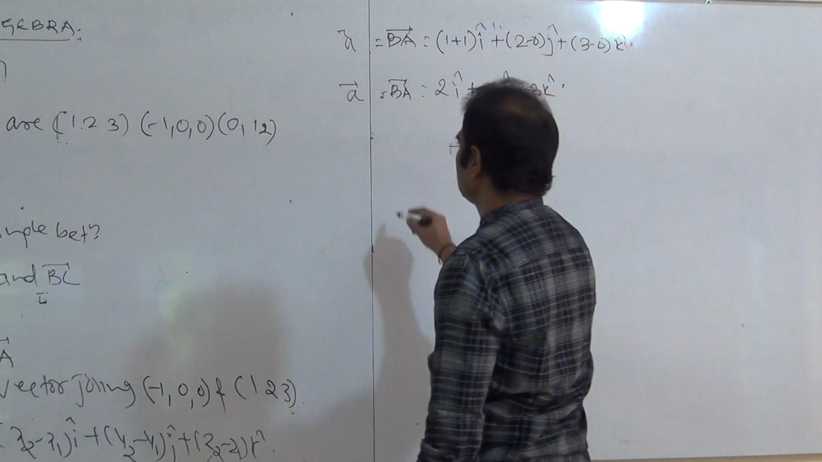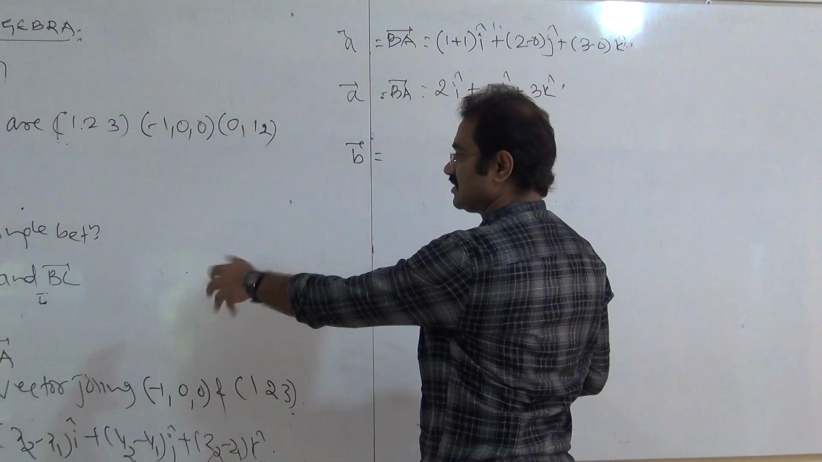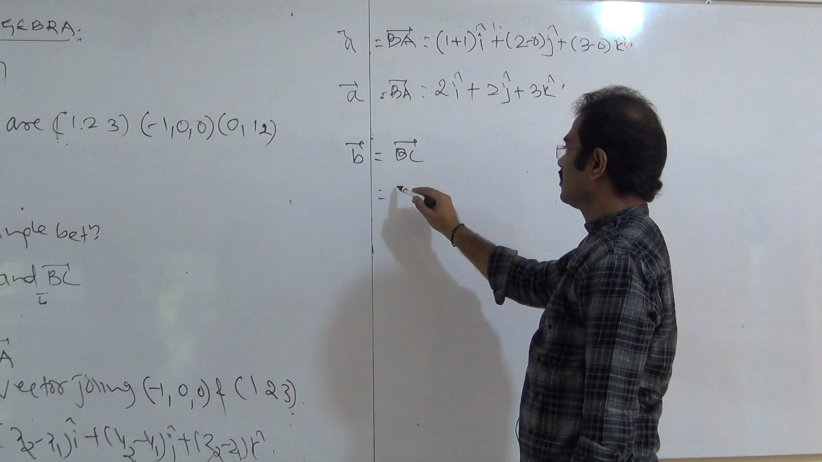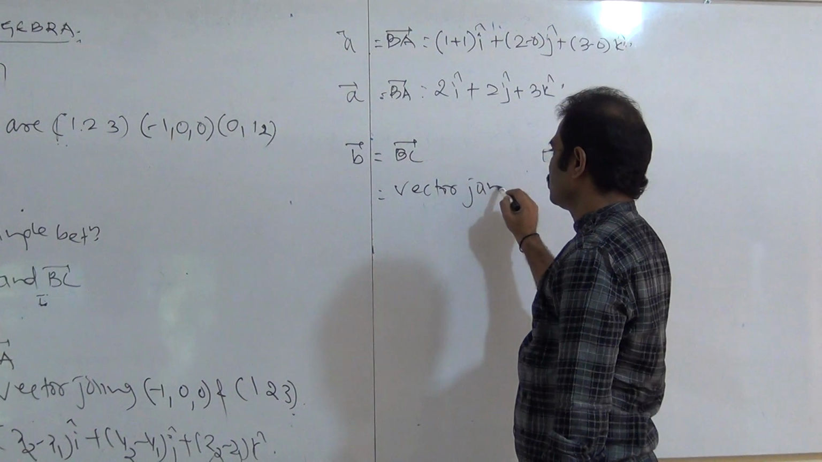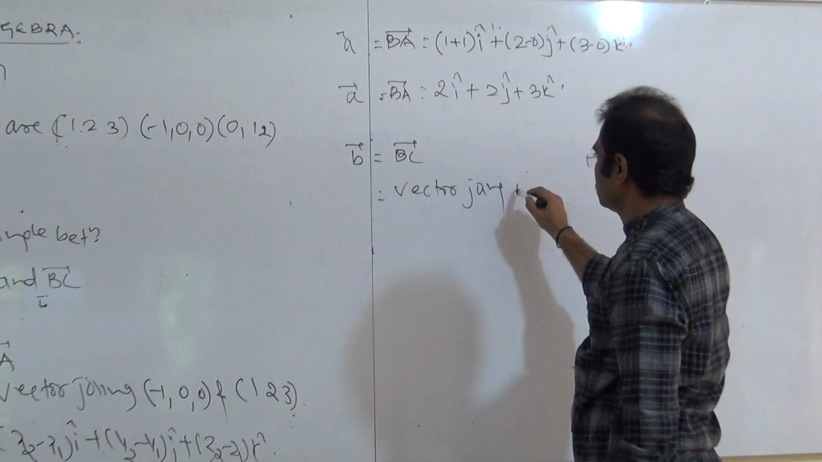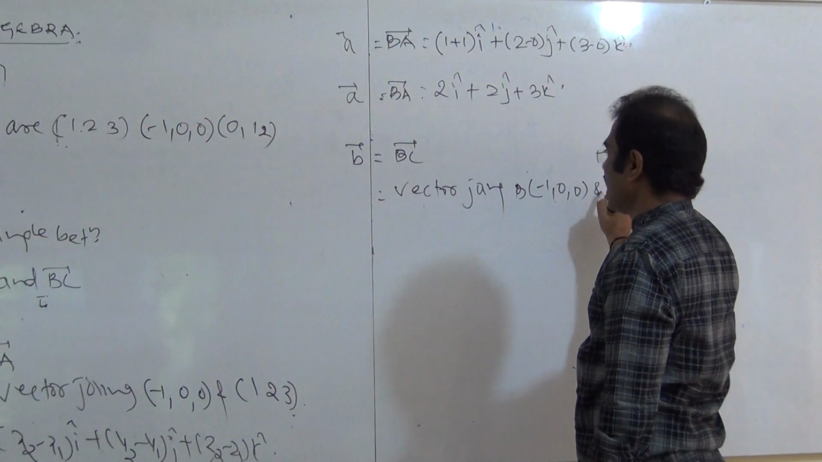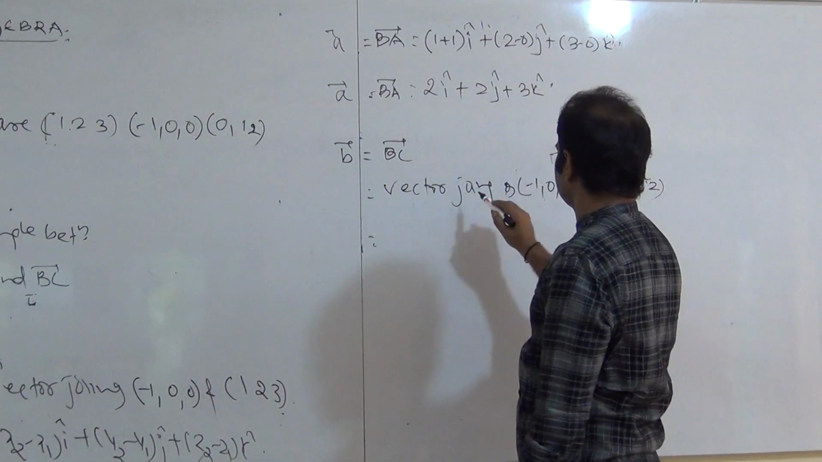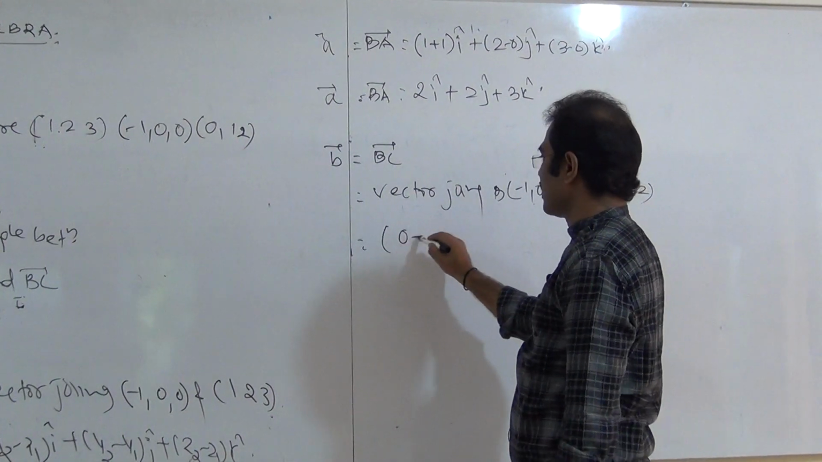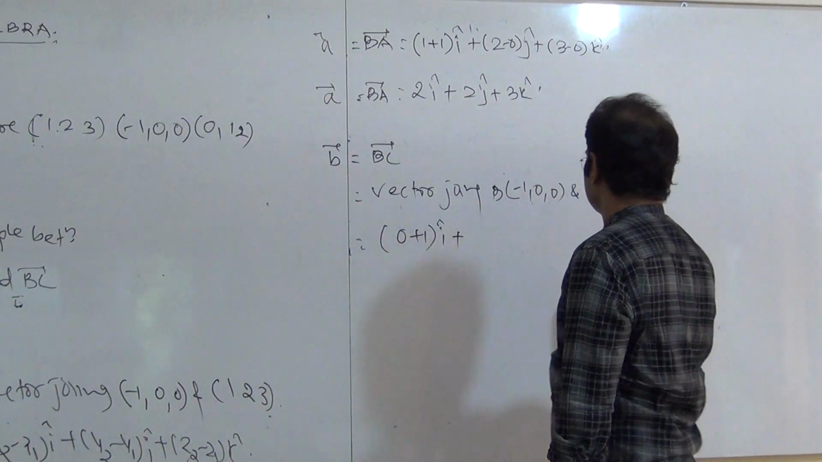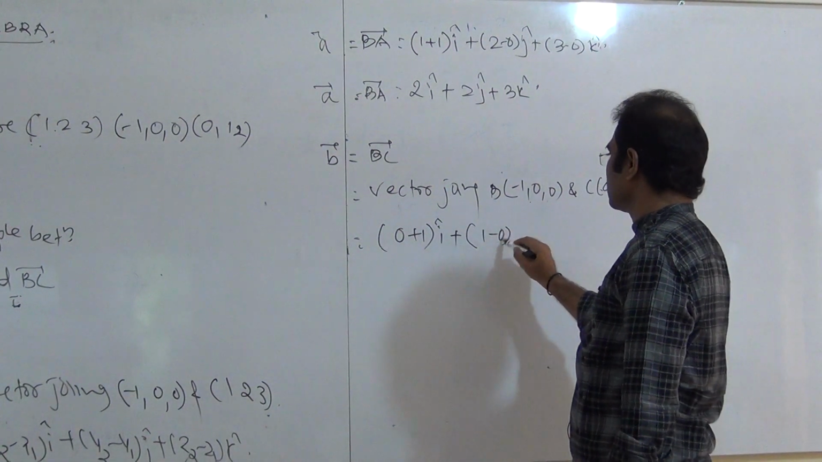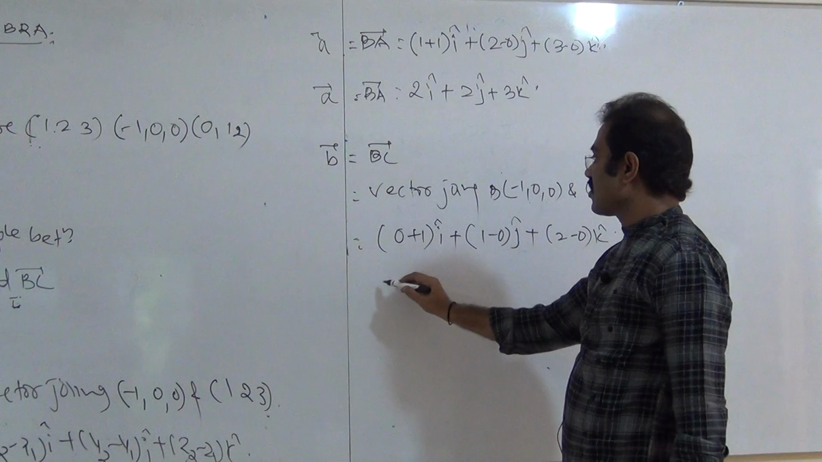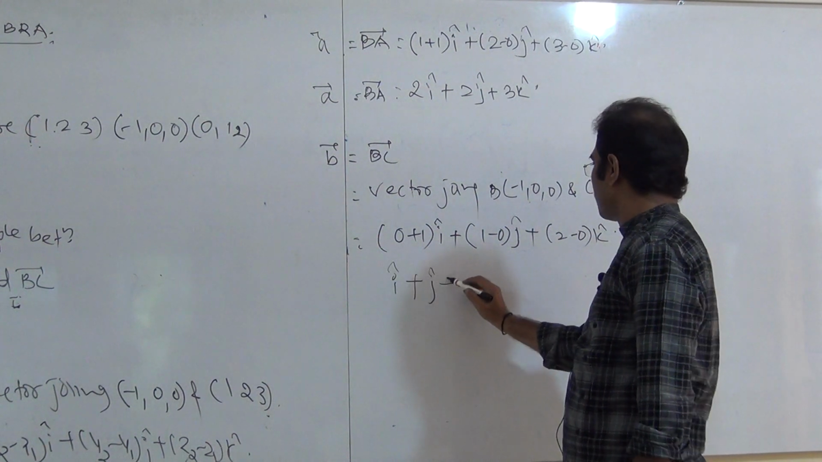Then B is equal to, I call that one as BC. Okay, what is BC? Vector joining 2 points B and C, -1, 0, 0 and 0, 1, 2. Therefore it is x2 minus x1: 0 minus into minus, plus 1 i cap, 1 minus 0 j cap, 2 minus 0 k cap. That is i cap plus j cap plus 2 k cap.